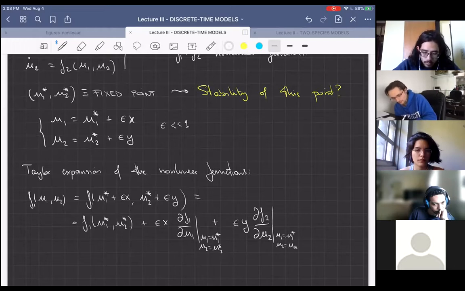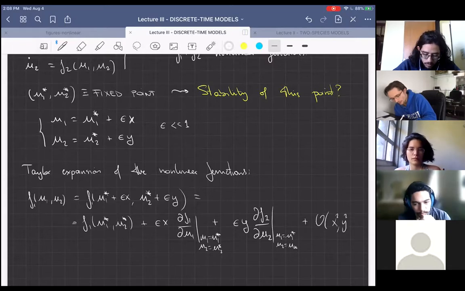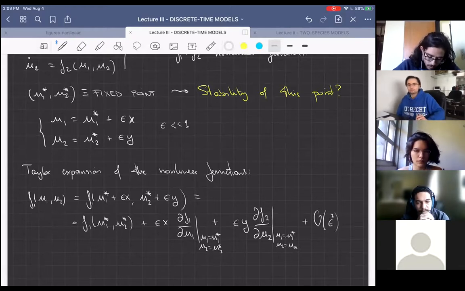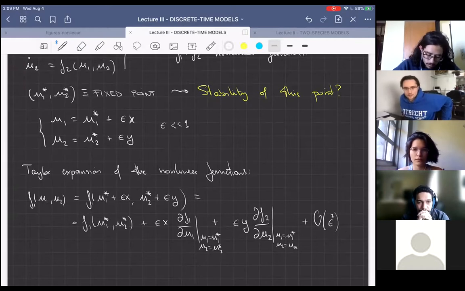U2 plus higher order terms that are going to be quadratic either in X or Y or if you want, sorry, because I have different notation here, terms that are of quadratic order in epsilon. That's the correct way to write this.